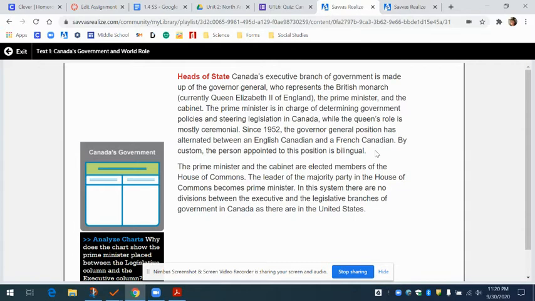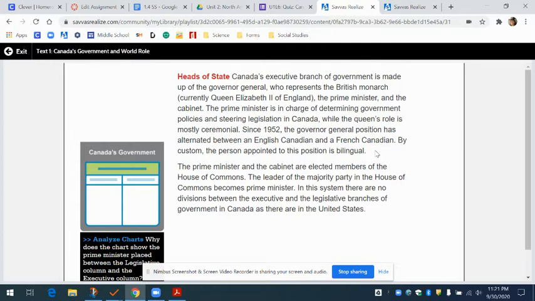Heads of state. Canada's executive branch of government is made up of a Governor-General who represents the British monarch, currently Queen Elizabeth II of England, the Prime Minister, and the Cabinet. The Prime Minister is in charge of determining government policies and steering legislation in Canada, while the Queen's role is mostly ceremonial. Since 1952, the Governor-General position has alternated between an English Canadian and a French Canadian. By custom, the person appointed to this position is bilingual.